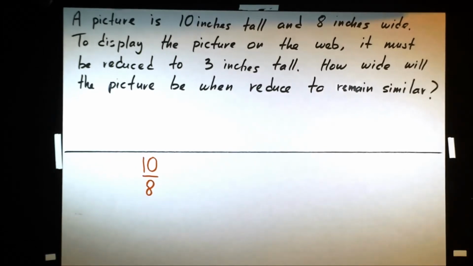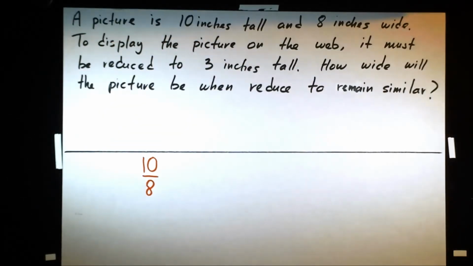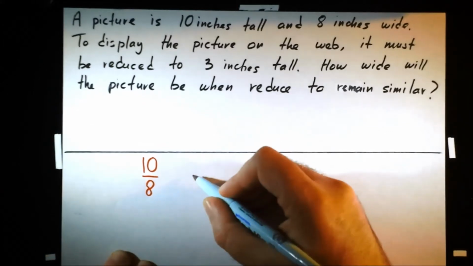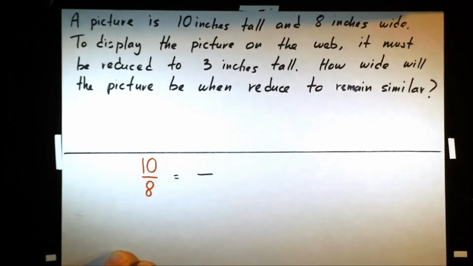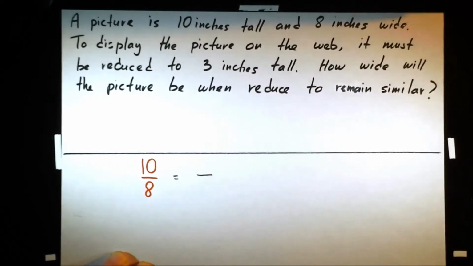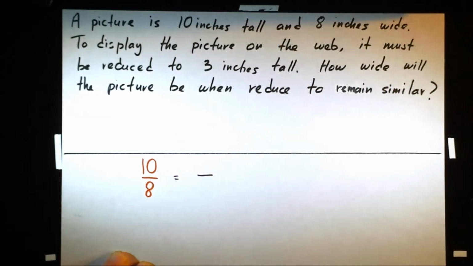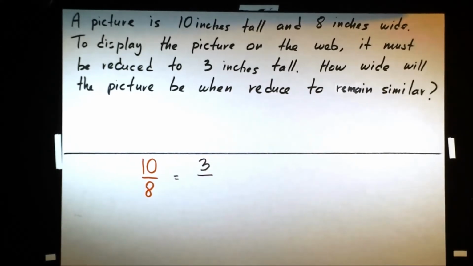I would set up my second ratio, which is 3 inches tall, but I don't have the width. Now the 10 is the height in the original picture, so when I set up my new ratio over here, should the 3 go here or here? At the top, because 10 is the height and 3 is also the height in the new picture. So 3 goes here. And what about the width? Do we know what the width is?